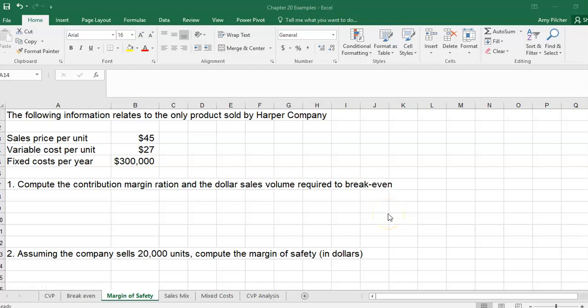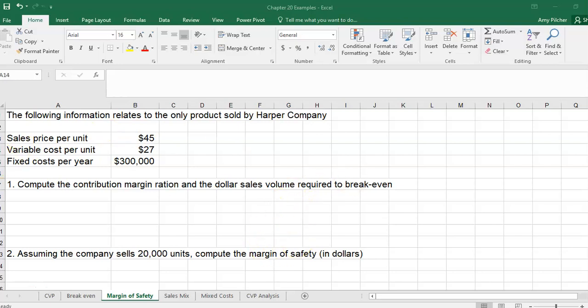In this example, we have a sales price per unit of $45, variable cost per unit of $27, and total fixed cost per year of $300,000. The first question asked us to compute the contribution margin ratio and the dollar sales volume required to break even.